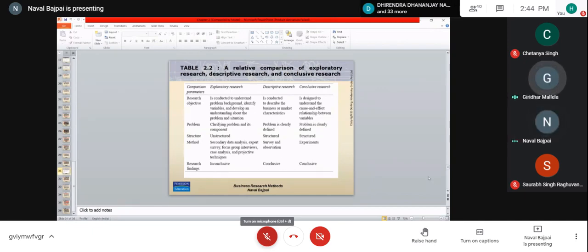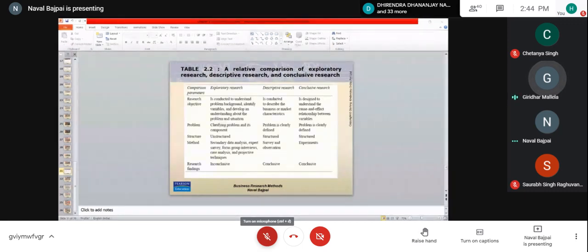Sorry, one question. So it is a process basically. That means when we actually do a research, we have to first do exploratory, then move to descriptive to make it more structured and conclusive. Very good.